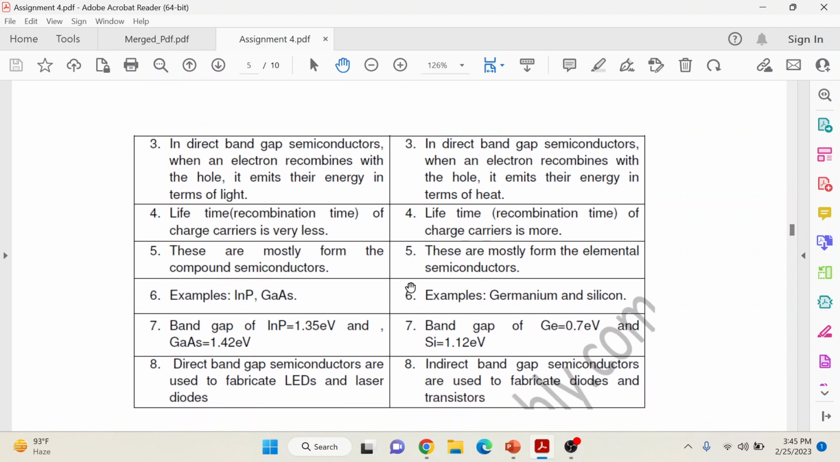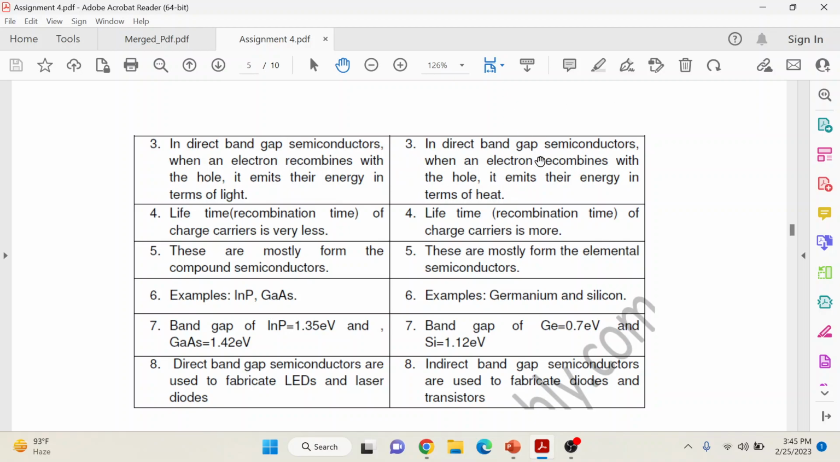The few other differences are: in direct band gap semiconductors, when an electron recombines with the hole, it emits its energy in terms of light. We know that when the electron goes above and then comes down again to recombine with the hole, completing the whole cycle, it emits the energy as light. And in indirect band gap semiconductors, when an electron recombines with the hole, it emits its energy in terms of heat. So the major difference is that direct emits energy as light, and indirect emits it as heat.